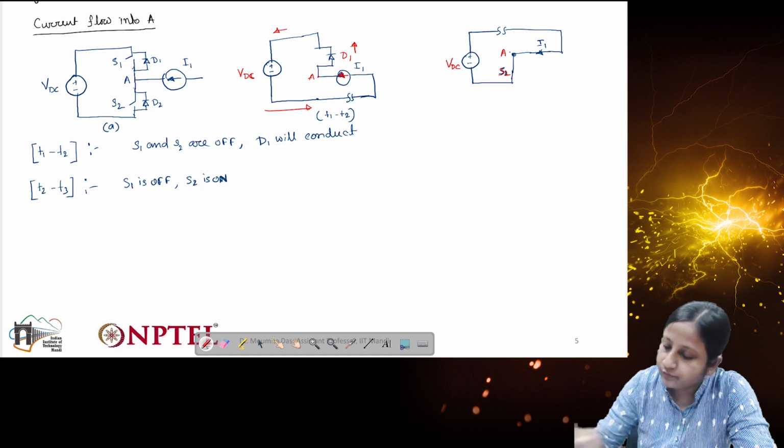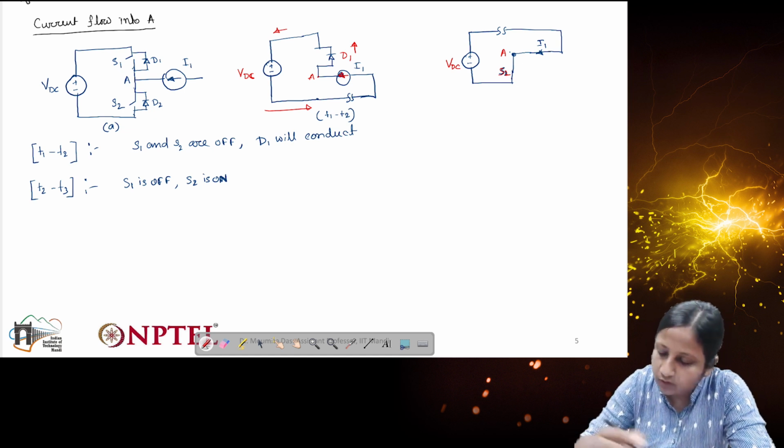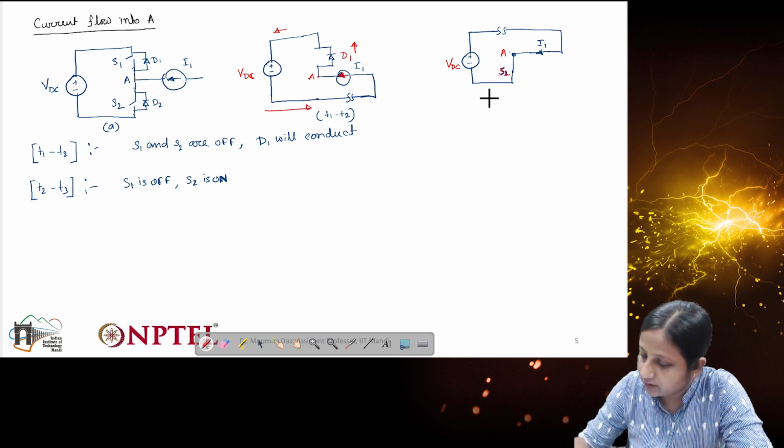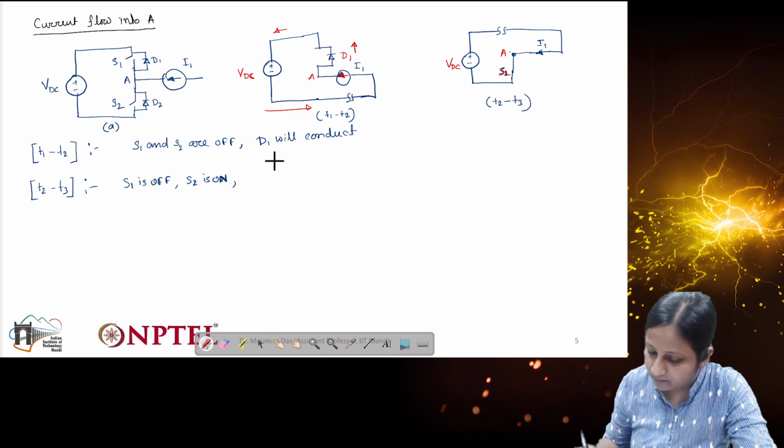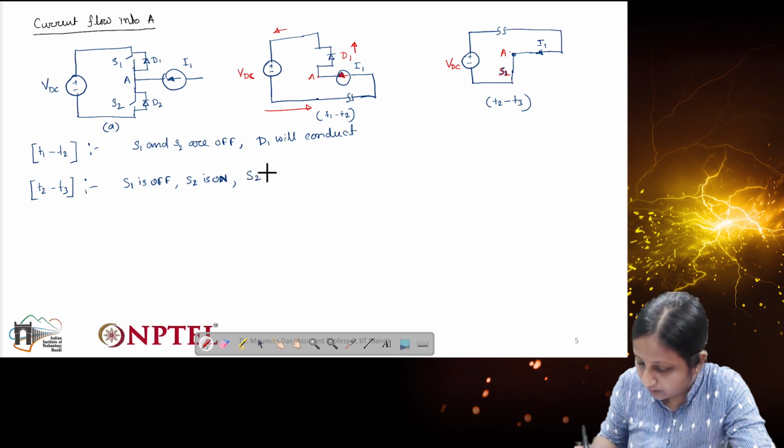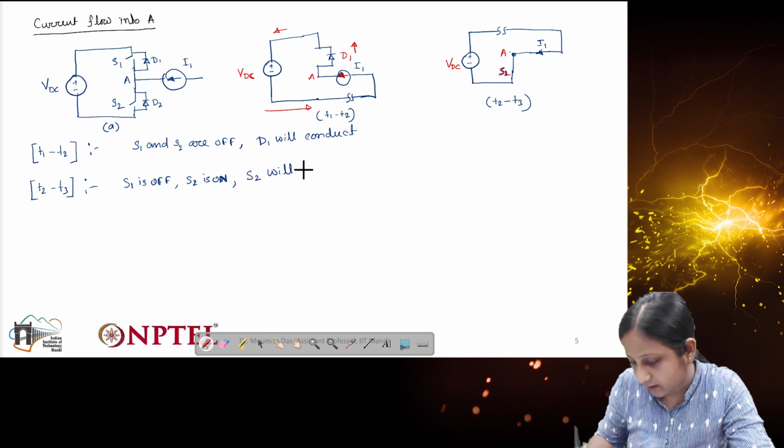So this is the current flow path during the T2 to T3 time. Okay, so in this time S2 will conduct.